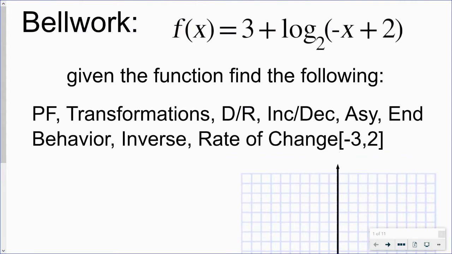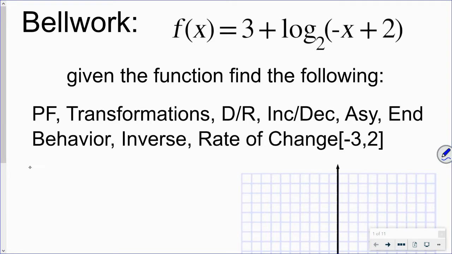Okay, hopefully you have paused and worked through and got an idea of how to work through this problem here. There are several things listed in this problem. I give you this function up here, this logarithm, and I say, find the following: the parent function, transformations, domain, range, where it's increasing or decreasing, the asymptotes, the end behaviors, find the inverse, find the rate of change. So this is a ton of information for just this one equation here.